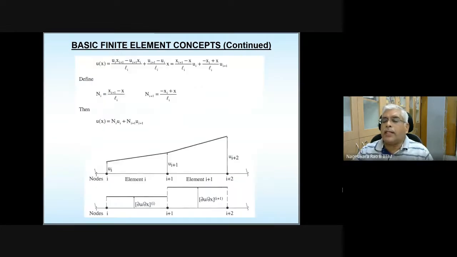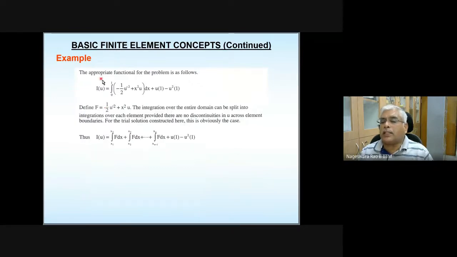Instead of integrating from 0 to 1 in a single stretch, we are going to integrate from x1 to x2, x2 to x3, up to xn minus 1 to xn, like that. Whatever is there in the bracket is defined as f, because I don't want to write this big quantity every time. So that is the reason it is denoted as f, and then this equation can be written like this.